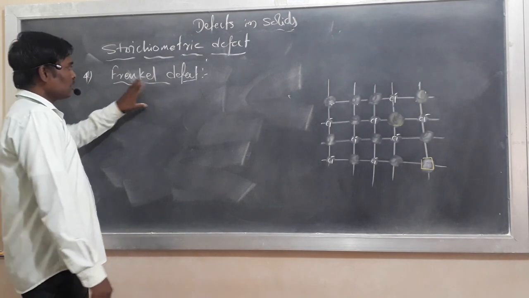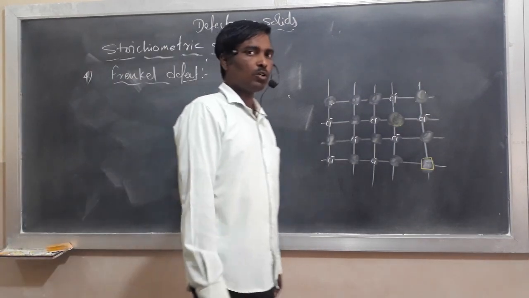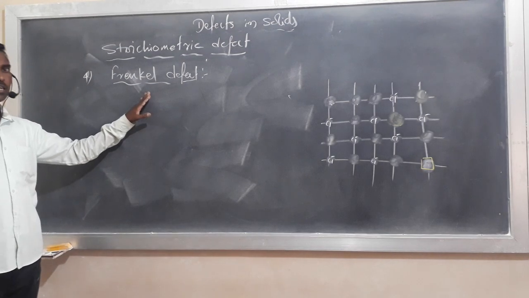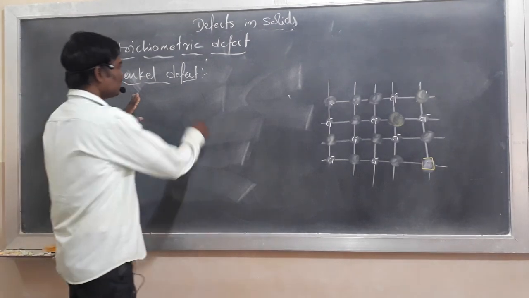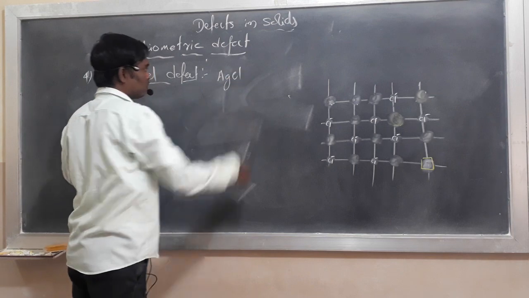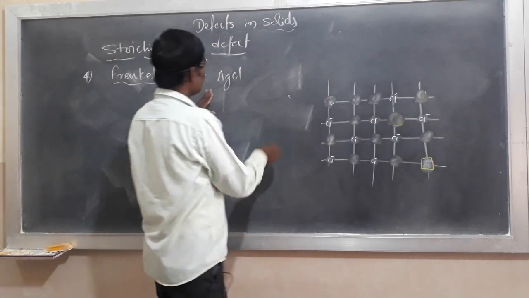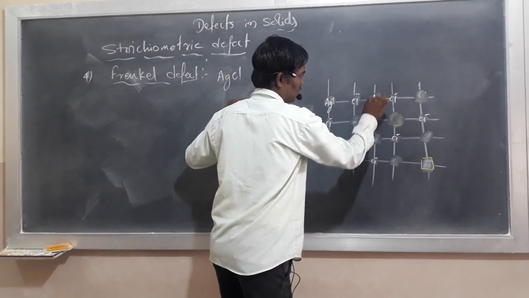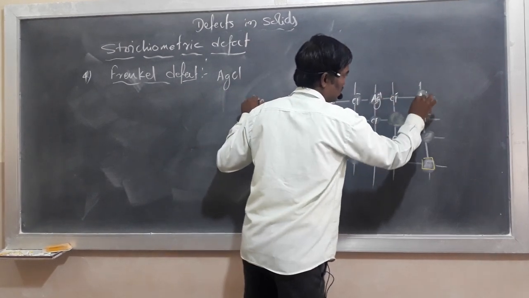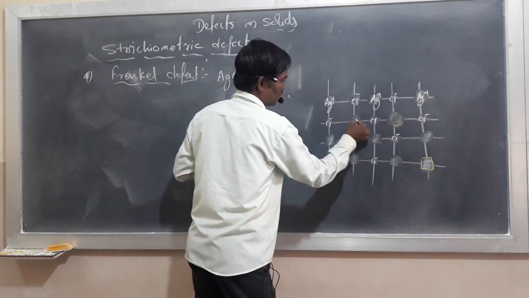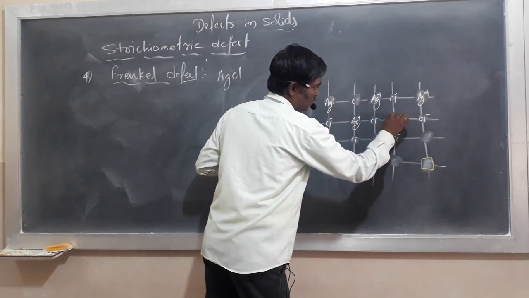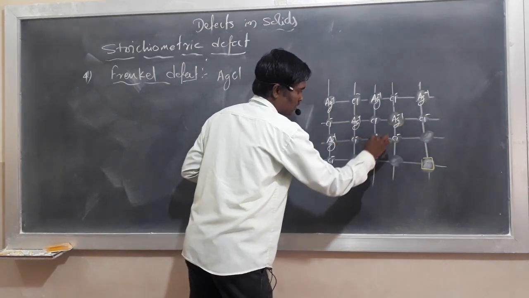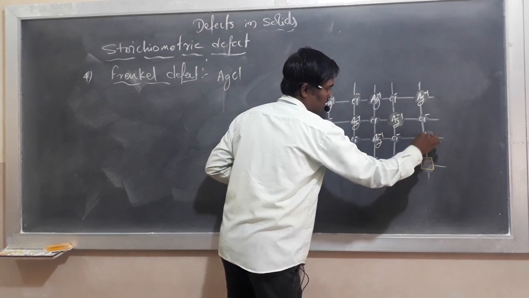So that's why the Frenkel defect is also called a dislocation defect, because the constituent particles are dislocated. To explain that, let me take an example as AgCl, silver chloride. So the arrangement of AgCl here is Ag plus, Cl minus, then Ag plus, Cl minus, then Ag plus, Cl minus, and next Ag plus, Cl minus, Ag plus.